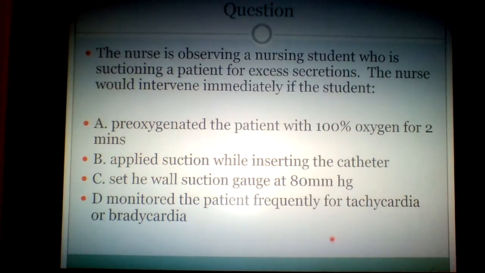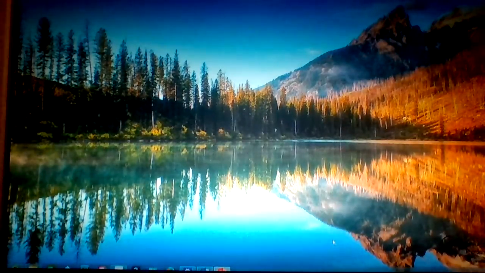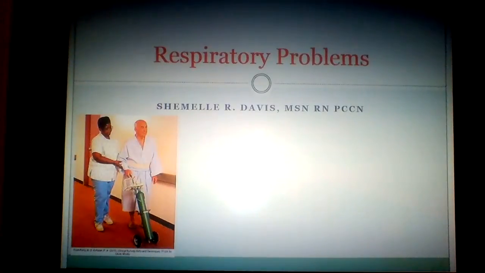I know that I should pre-oxygenate my patient. I don't see why we need 2 minutes. But I know that I only apply suction when I'm coming out, not when I'm going in. So I would intervene immediately if I see a nursing student applying suction when they're going in. And that's absolutely right.